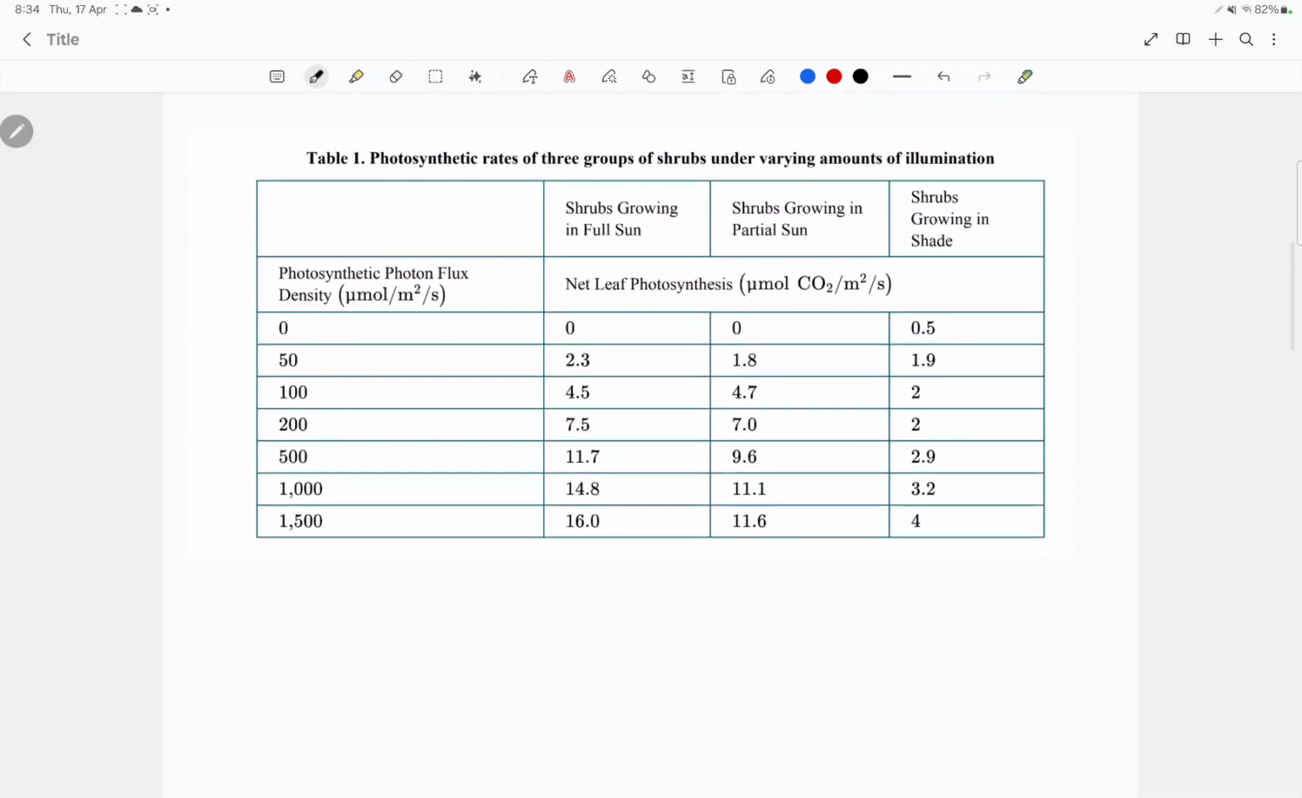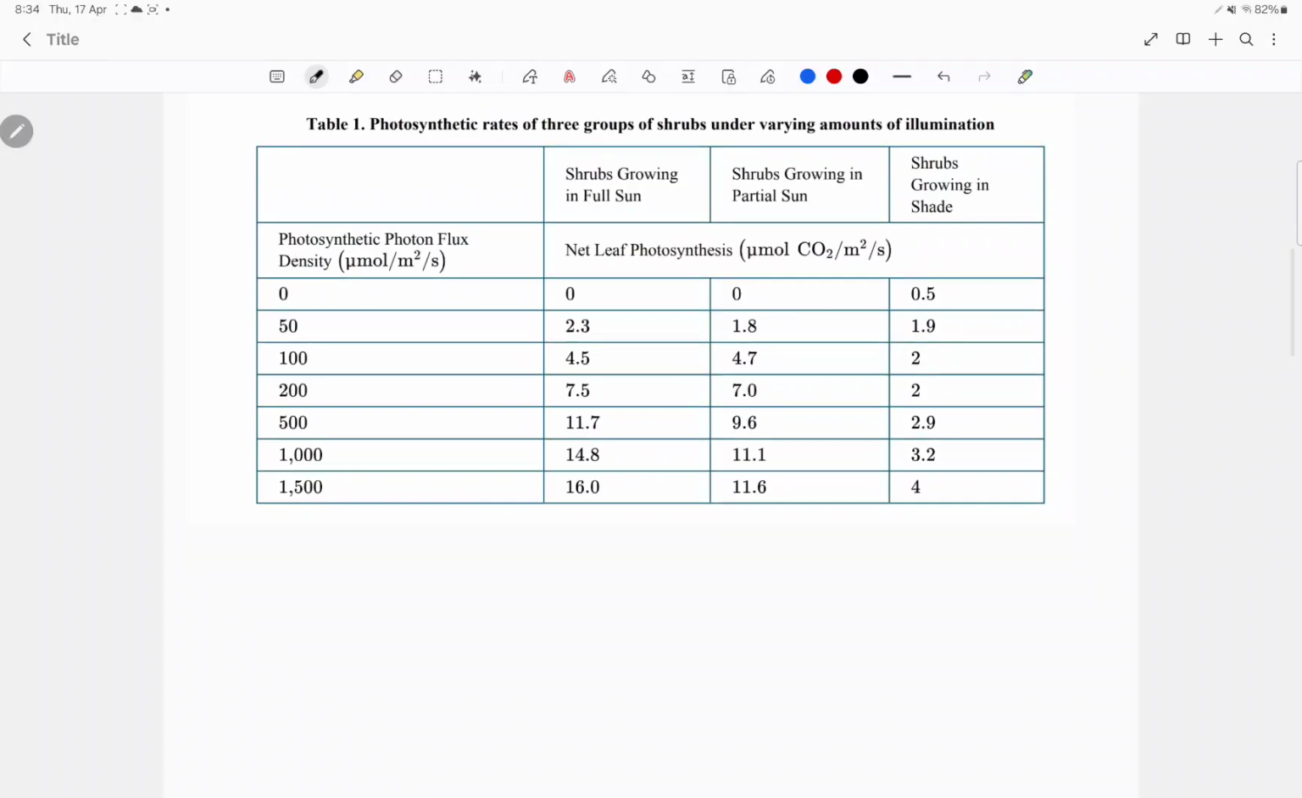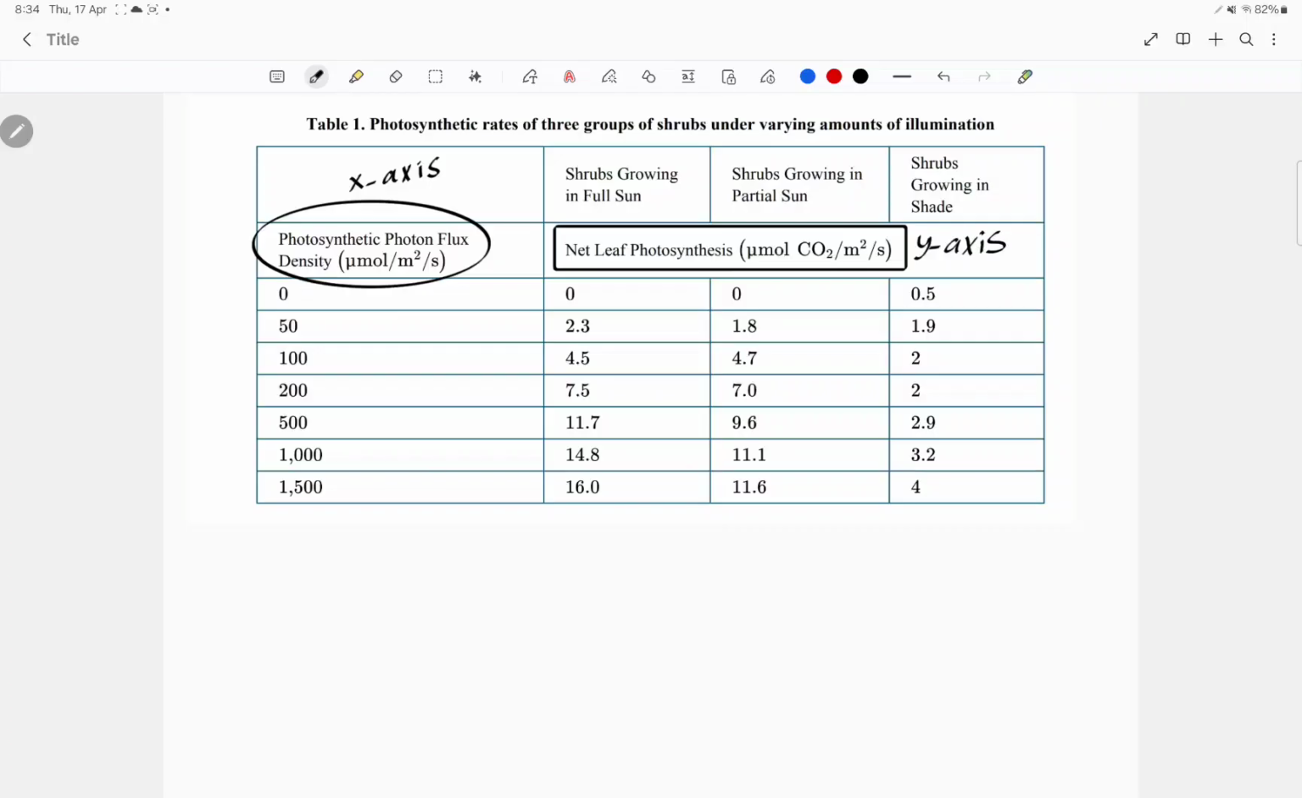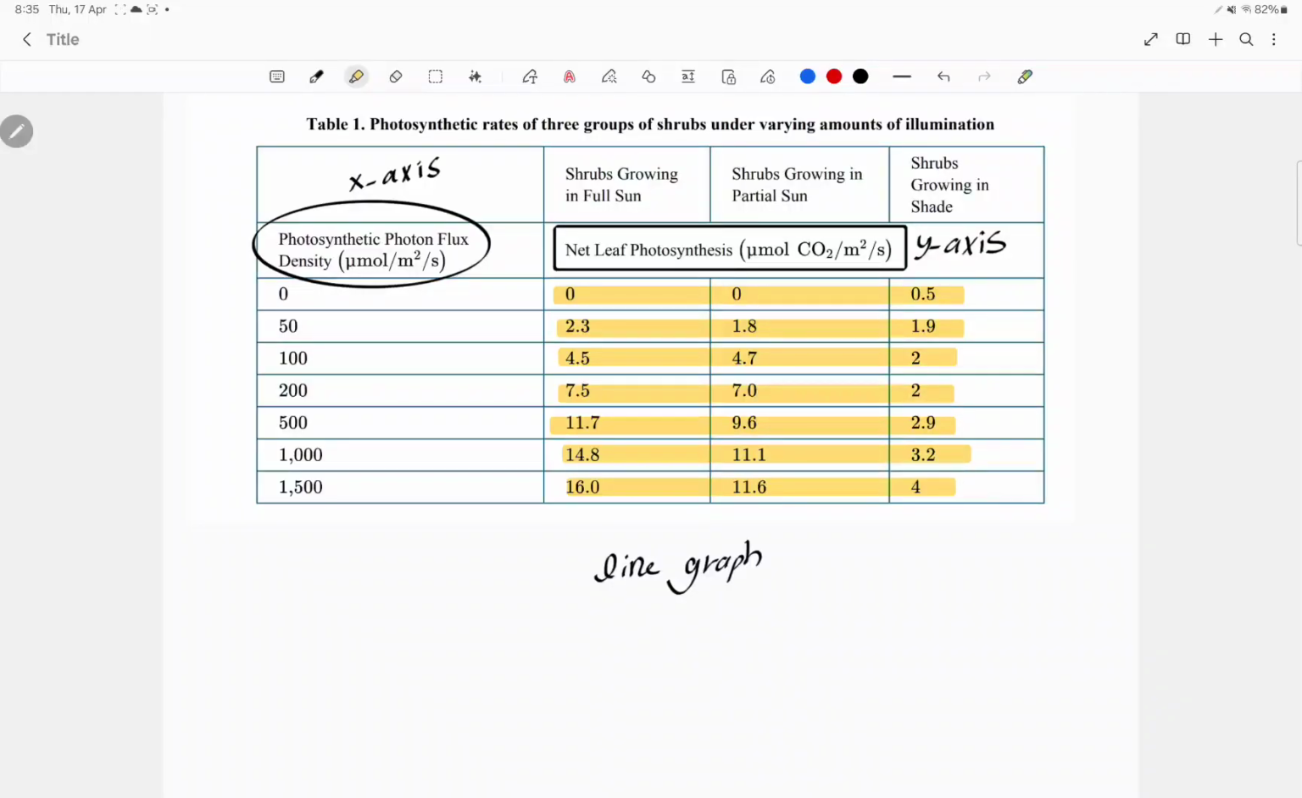Okay, so we're going to be graphing this data where the photosynthetic photon flux density is going to be your x-axis. It's called the independent variable. And the net leaf photosynthesis is going to be the y-axis, which is the dependent variable. And here we have actually used a line graph because we have way too many data for a bar graph, because we have to plot essentially 3, 6, 9, 12, 15, 18, 21 data points. That has to be a line graph.